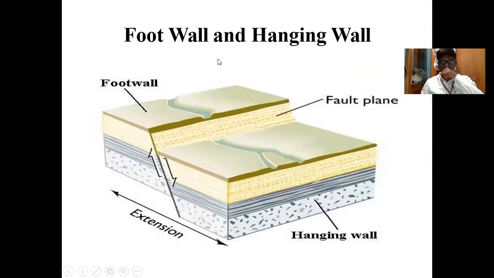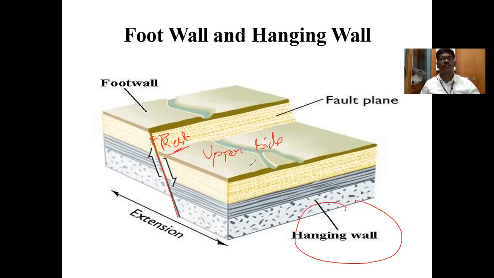The next slide. Yes. So here you can see this is my fault plane, which is the first part of the fault, right? As I said, if you draw the fault plane, you need to remember whatever is on the upper side rests on this fault plane. So whatever block rests on the fault plane will be a hanging wall block, and whatever is on the lower side, below the fault plane, will be my footwall block.